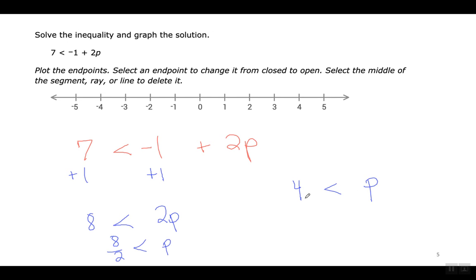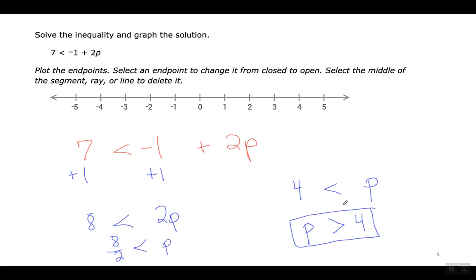All right, so to make it easier to read, you should always read it starting with the variable. So since the variable is on the right, I should read it right to left, and it'll make more sense. But let me write it that way. P is greater than 4.